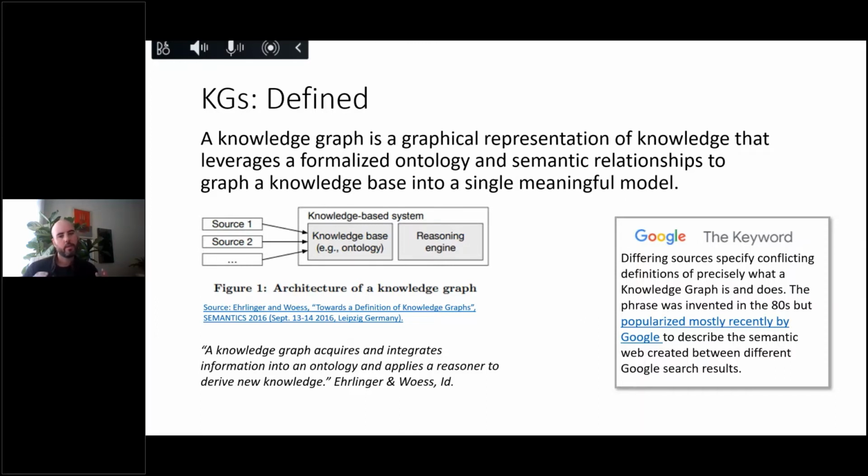It's a great article here, which I've linked. I encourage people to read further into it because they really explore the different sources of where this term comes from. But one of the reasons this term becomes difficult to define is because we can use the term knowledge graph to refer to the actual graph itself, the graphical representation of knowledge, but we can also use it to refer to the whole system. So the ontology, the machine learning algorithm, as well as the knowledge base which they're drawing the information from.